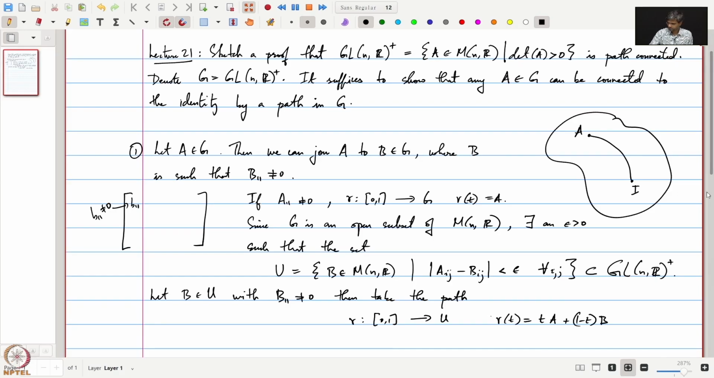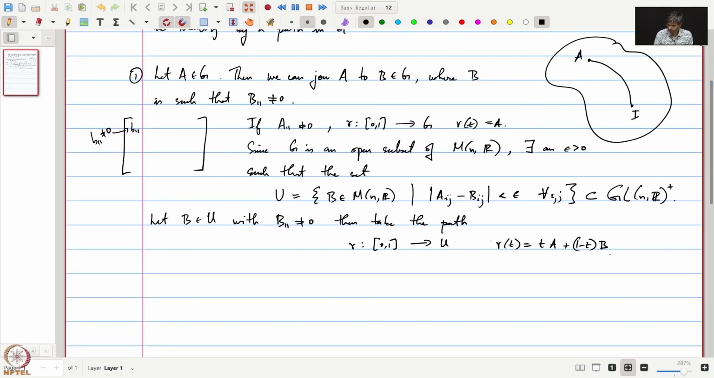Okay. So, this path is going to be completely contained inside U because for each coordinate gamma(t)_ij, the distance between A_ij and B_ij is less than epsilon. For any t, gamma(t)_ij is somewhere in between A_ij and B_ij, so its distance from A_ij is less than epsilon. So, it is contained inside U, which is contained inside G. This gives the required step 1. We have joined A using a path to this matrix B, and B11 is non-zero.